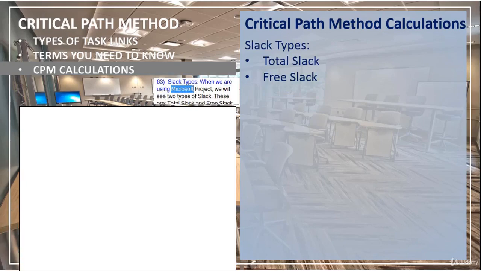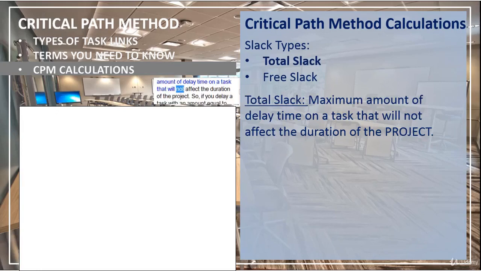When we are using Microsoft Project, we will see two types of slack. These are total slack and free slack. Total slack is the maximum amount of delay time on a task that will not affect the duration of the project. So, if you delay a task by an amount equal to total slack time, the due date of this project will remain the same. The total slack value of all the tasks on the critical path is 0.